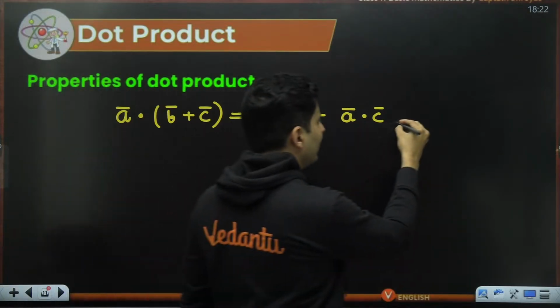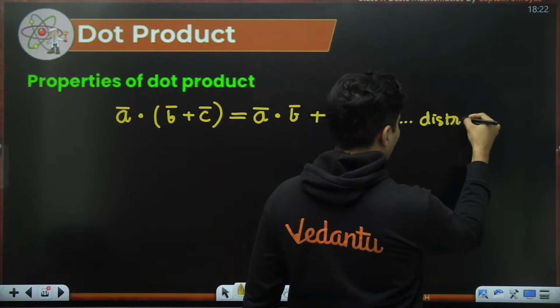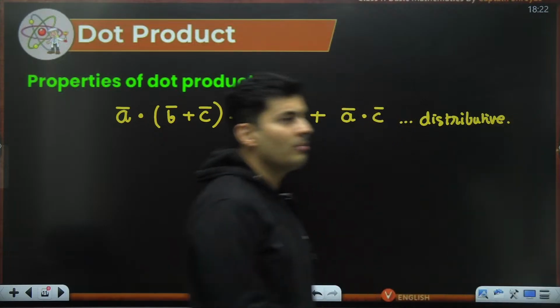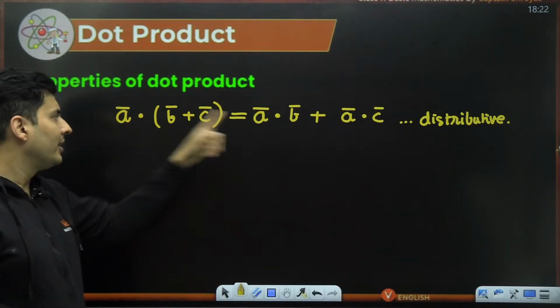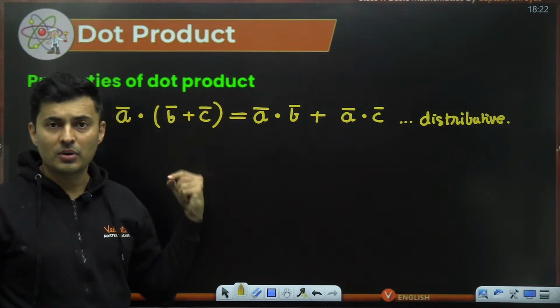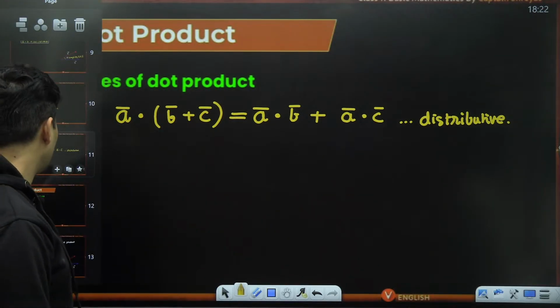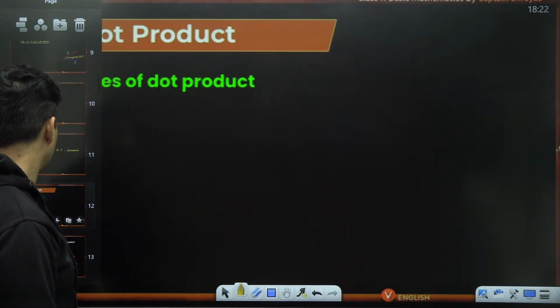This particular property is called the distributive property. I can distribute it. It is distributive in nature. I can distribute this A with B and also C. That is why it is distributive in nature. Is that clear? So these are two major properties that you should definitely know about the dot product.